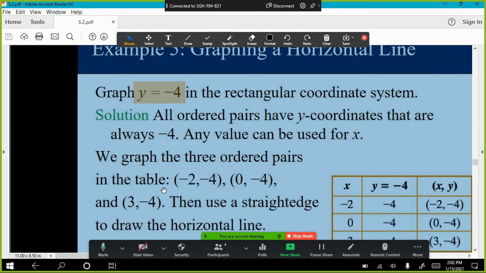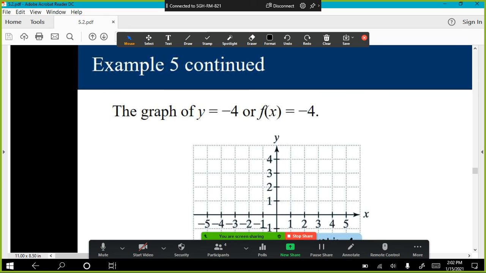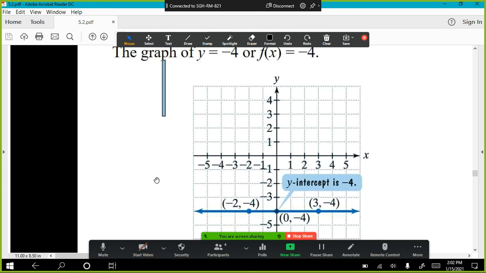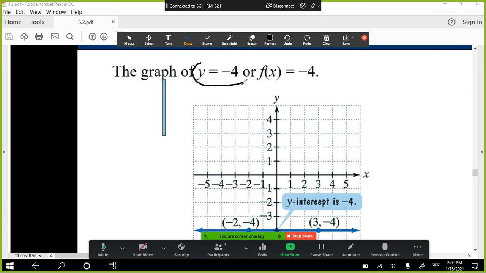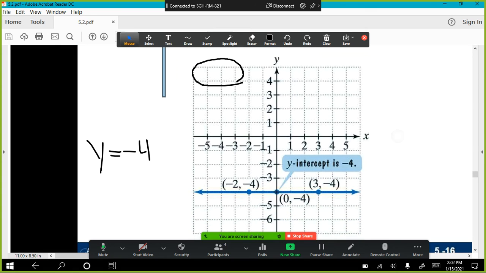All right. Now we're going to look at horizontal and vertical lines. I'm going to skip over that. Notice the equation of this horizontal line. Y equals negative 4. Notice there is not an x. So if we have an equation that does not have an x, it's just y equals some number, that is a horizontal line. Notice this is a line that goes through the y-axis at negative 4.